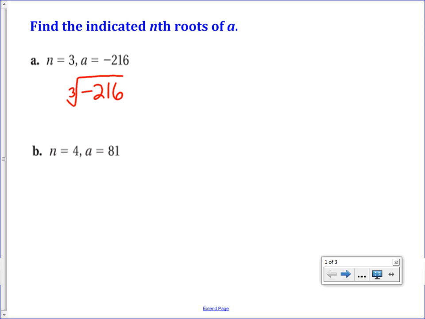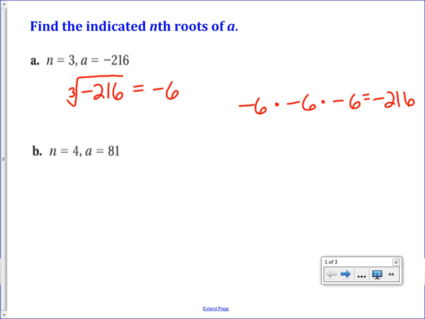A third root can be negative inside. You're looking for the number that multiplies by itself 3 times to get a negative 216. Because a negative times a negative times a negative is a negative, we're looking for a negative answer. So what number times itself 3 times equals negative 216? It's negative 6. And I can prove that to you, or you can take out a calculator and prove it, that negative 6 times negative 6 times negative 6 equals negative 216. If you have a hard time coming up with that number in your head, take out a calculator and play around with a few things until you find the number that works.